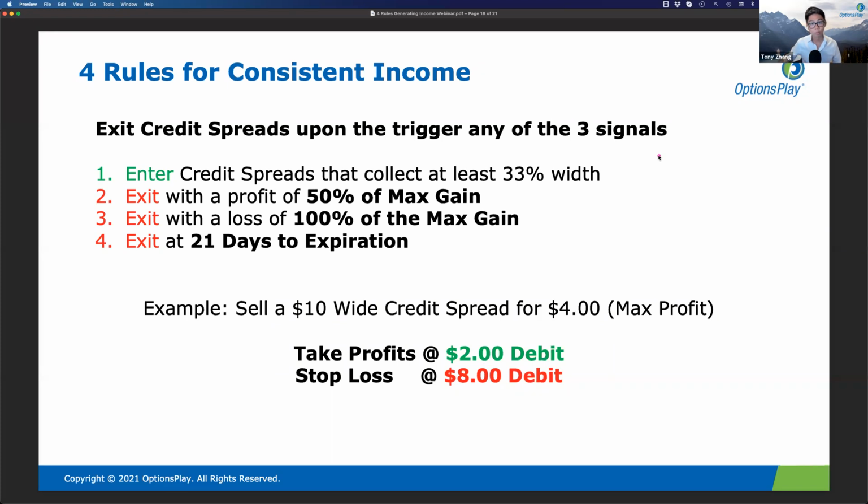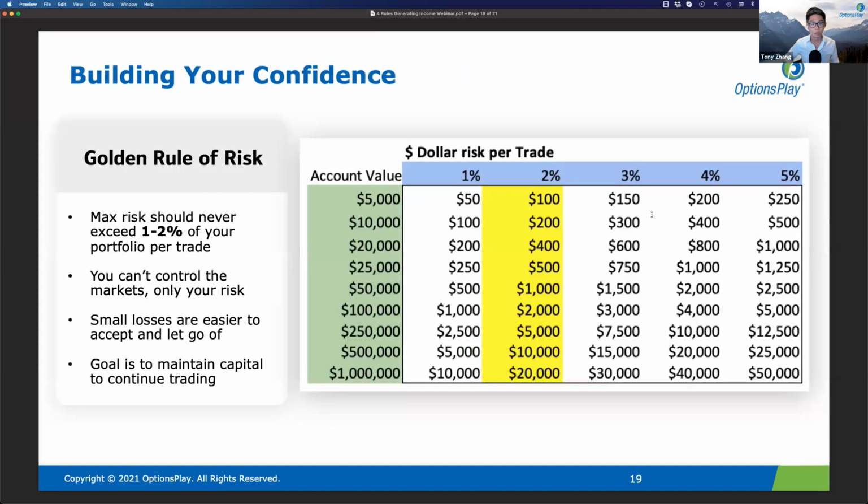It's not very often that they happen, but the rules are in place to help you prevent those blowups or potential edge cases. So take your profits at 21 days to expiration. Please, this is designed to help you avoid these types of traps that could happen in your account.